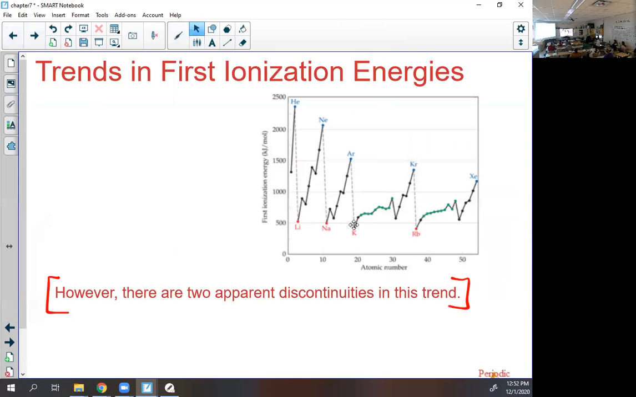All right, there are, however, two apparent discontinuities in this trend. I did not know what this word meant until I taught this class. I didn't study words when I was a kid. Okay, so it's these dips.